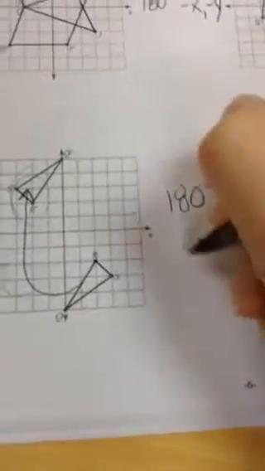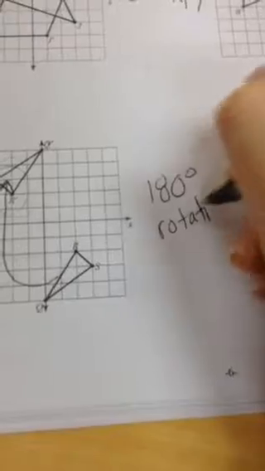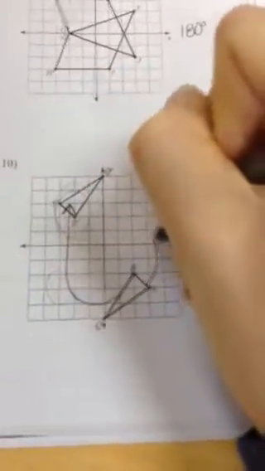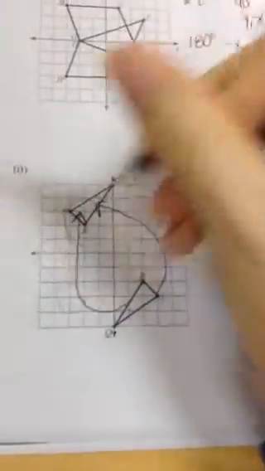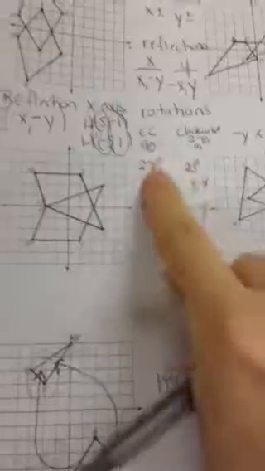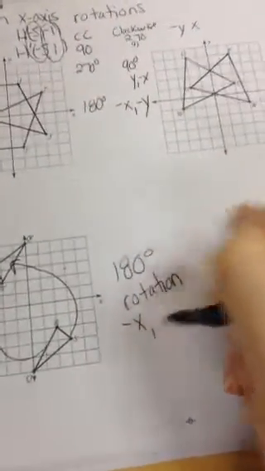This would be a 90-degree rotation if it was here. Since it's here, it's a 180-degree rotation. I'm moving clockwise, but also if I thought it was a counterclockwise rotation, it would still be 180 degrees. That's why for 180 degrees, the rule is negative x, comma, negative y.